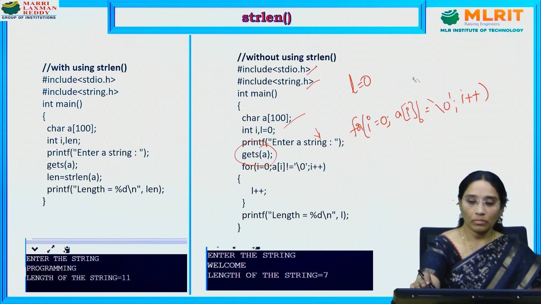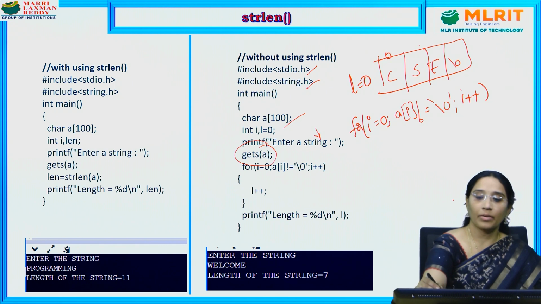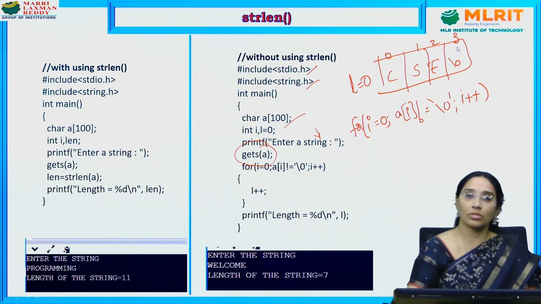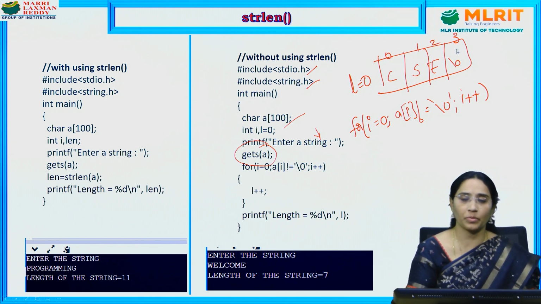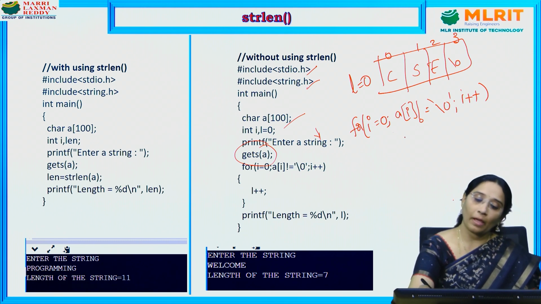Suppose your string is CSE. Like this, it is represented in memory with the index positions 0, 1, 2, 3, because a string is an array of characters. So for i = 0, A[i]. What is the value of i? i is 0. A[0] not equal to null character.